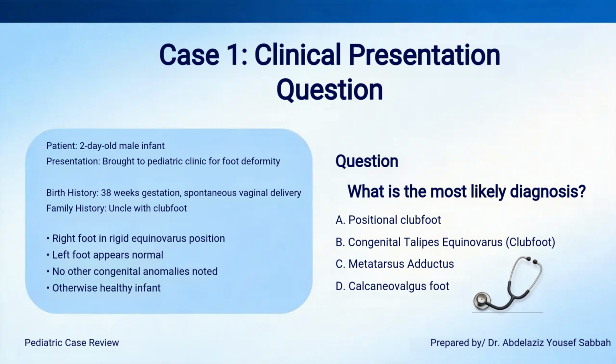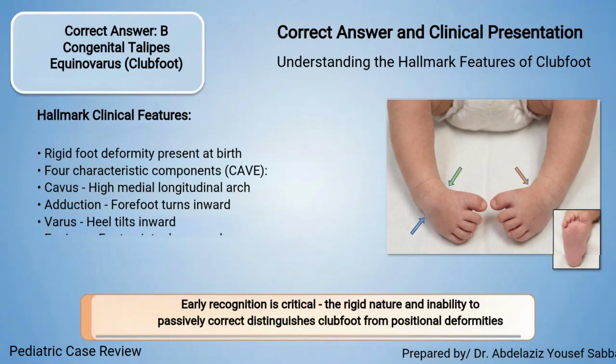Option A, positional clubfoot. Option B, congenital Talipes Equinovarus, also known as clubfoot. Option C, metatarsus adductus. Option D, calcaneovalgus foot. The correct answer is option B, congenital Talipes Equinovarus, or clubfoot.